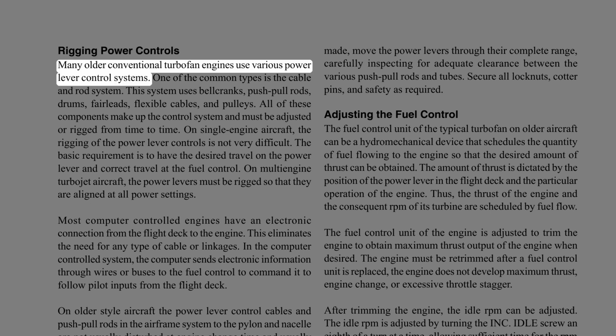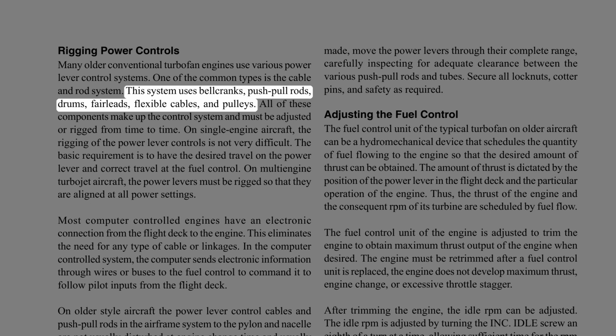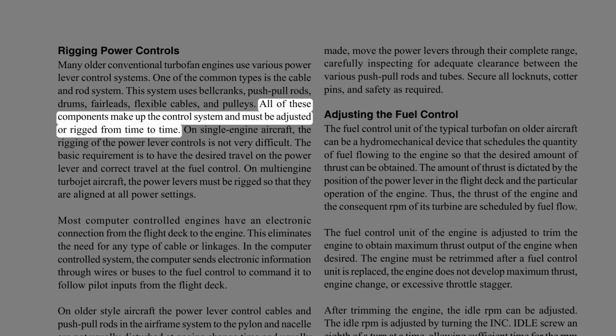Many older conventional turbofan engines use various power lever control systems. One of the common types is the cable and rod system. This system uses bell cranks, push-pull rods, drums, fairleads, flexible cables, and pulleys. All of these components make up the control system and must be adjusted or rigged from time to time.